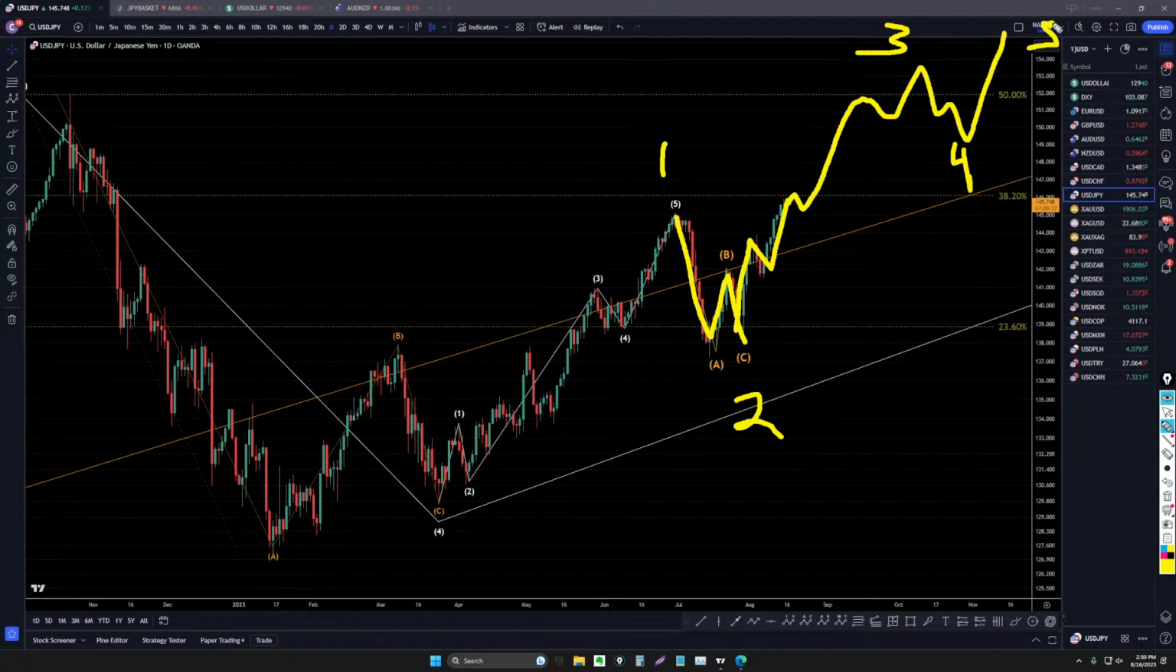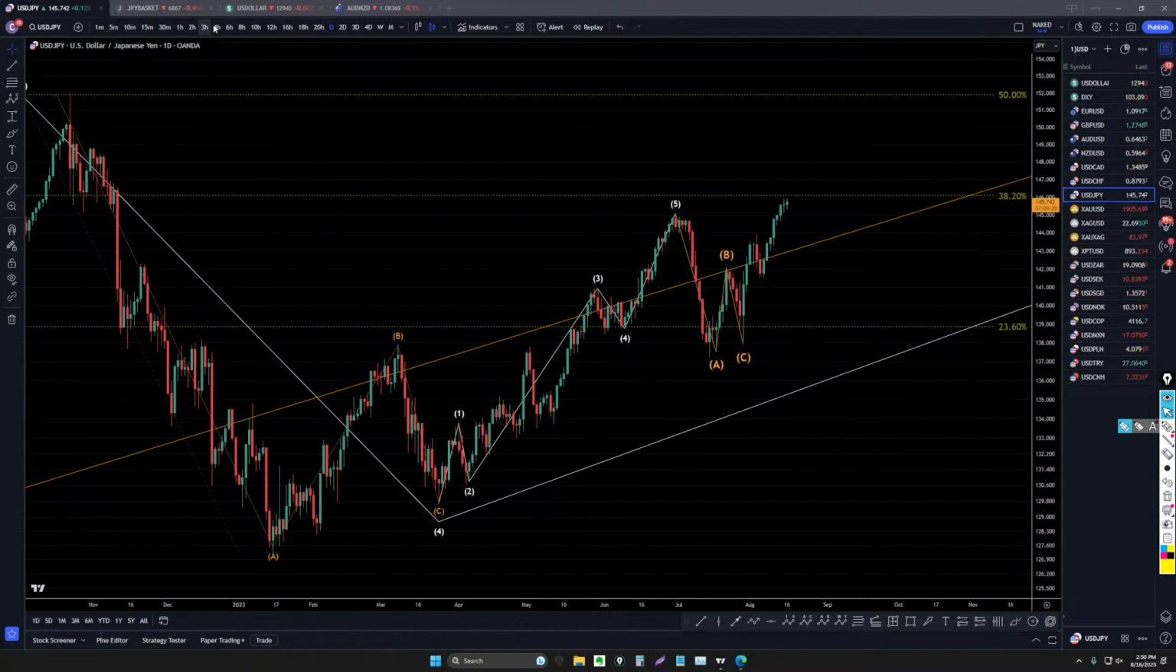Especially looking at all yen pairs, it seems very likely that we've got at least a couple weeks of uptrend left on the yen, on pretty much all the yen pairs.